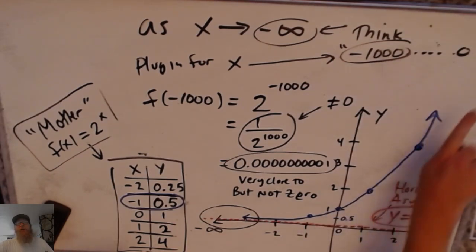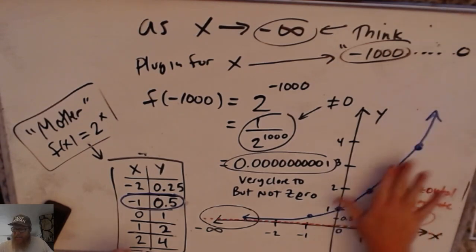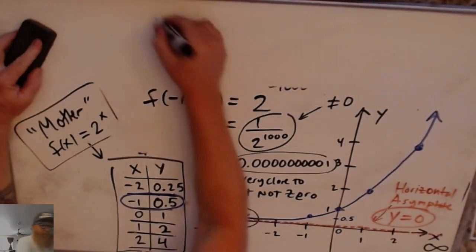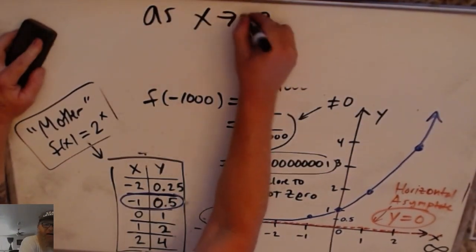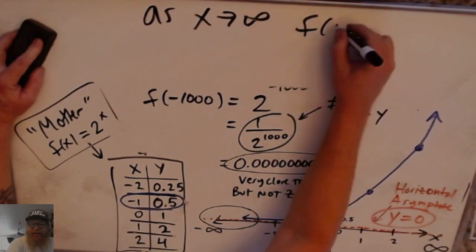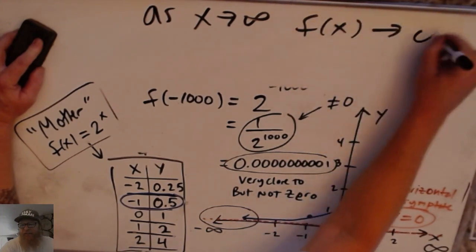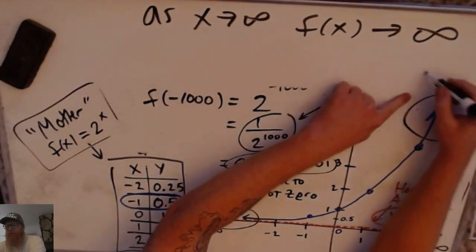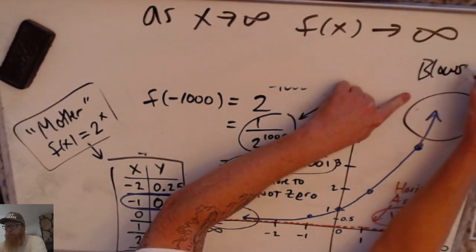You might wonder what's going on over here. As x goes to positive infinity, as you go to the right, f of x is just going to get very, very big. So this is what we call blows up or blowing up.